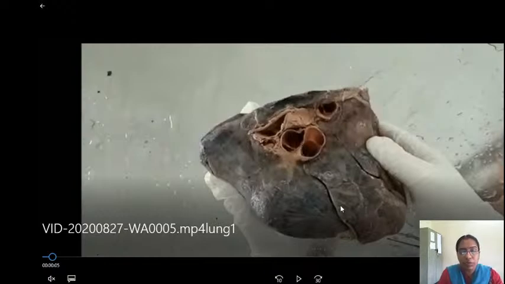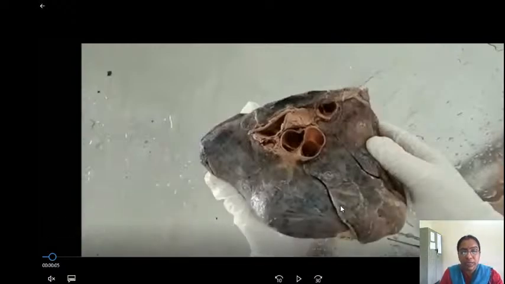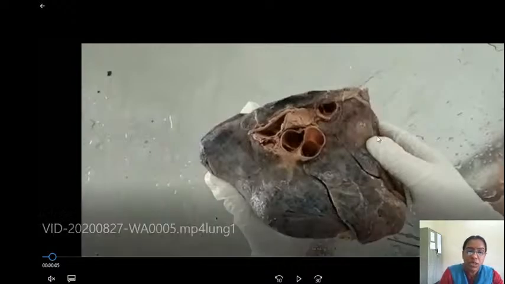So when you talk about how the lung feels when you touch it, it is crepitous in nature. So when you are touching the lung, it is spongy and crepitous. When you see the color of the lung, here it is some gray color, but at birth these lungs are pink in color.